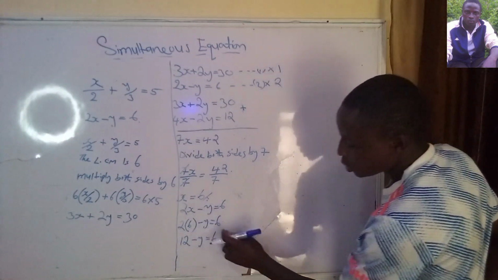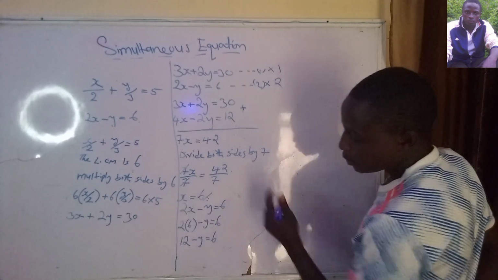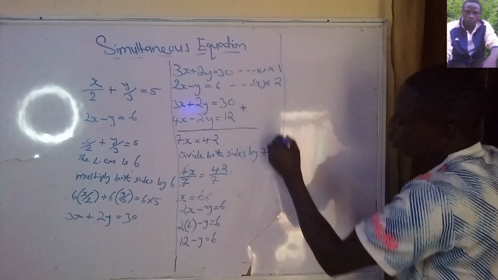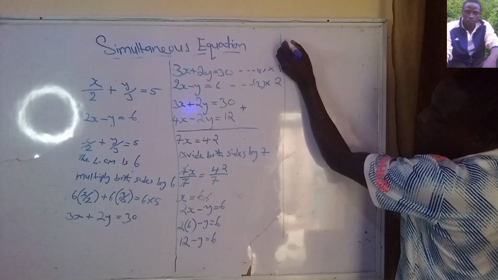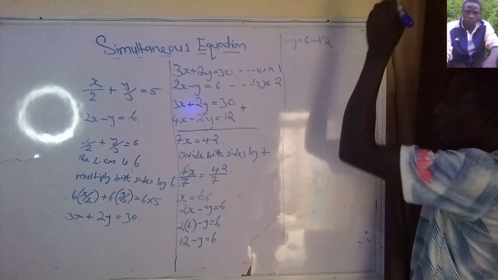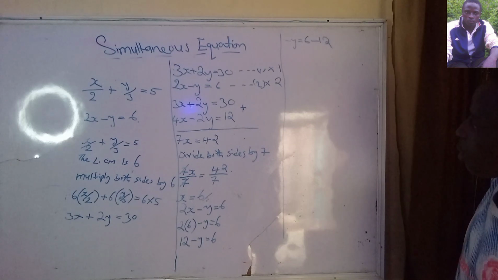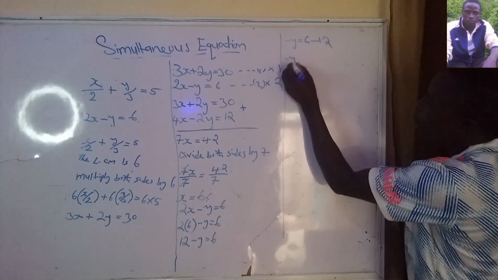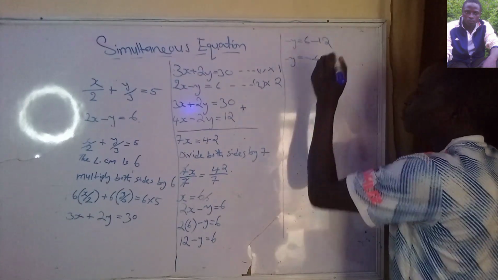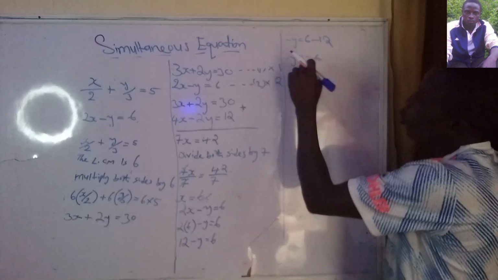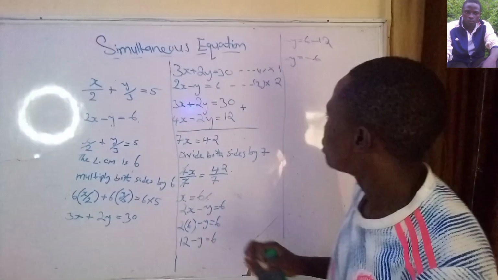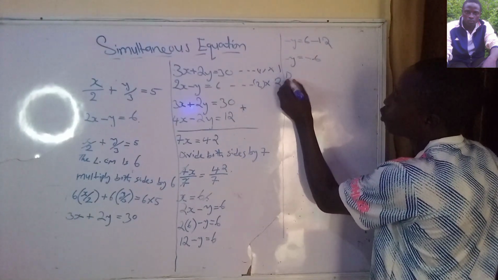This 12 will have to cross the bridge to become negative. That means I will now have, let me still draw another line, minus y is equals to 6 minus 12. Okay, minus y is equals to 6 minus 12, which is minus 6. I'm looking for y, not minus y. What will I do? Is to divide both sides by minus 1.